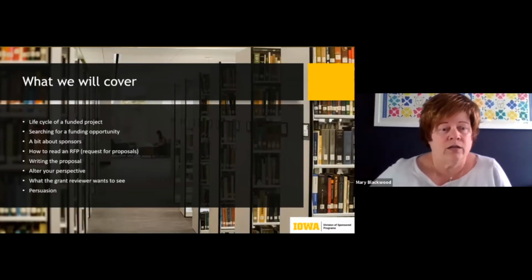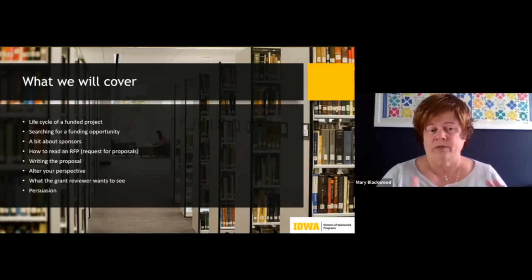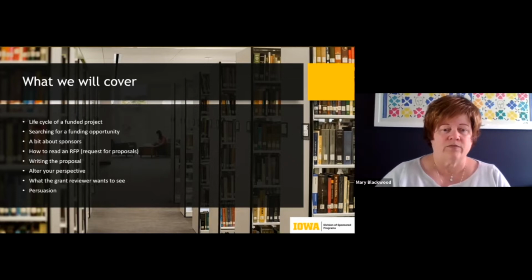What I want to cover here is basically a life cycle of a funded project. Some of these will be very brief: searching for a funding opportunity, a bit about what sponsors are, how to read an RFP, and then writing the proposal, which is the tricky part, obviously. The idea I've come up with that really helps me is altering your perspective when you write that proposal to give the grant reviewer what they want to see. And there's always the issue of persuasion, the trickiest question of all: how do I persuade a sponsor to fund my project?